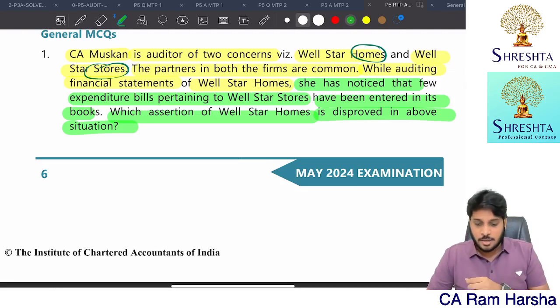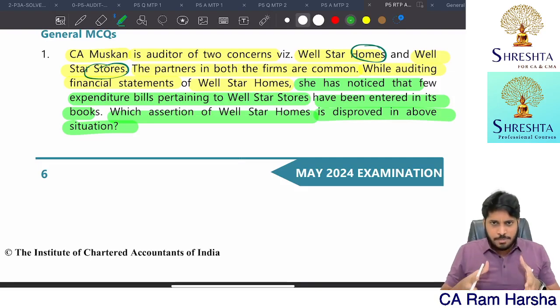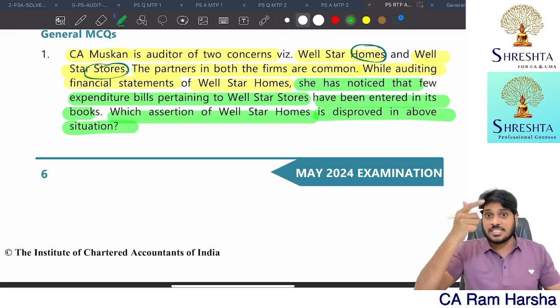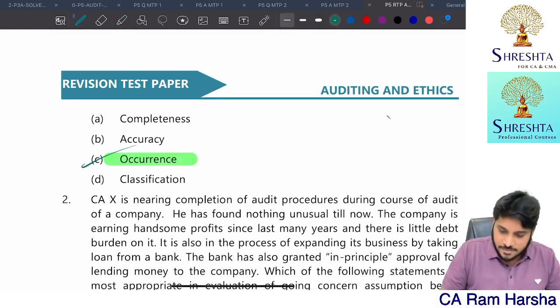Which assertion? Friends, you know, in Homes, I accounted some purchase bills not belonging to us. It is belonging to Stores. We accounted occurrence not belonging to us. That assertion is affected. Occurrence is affected straight away.